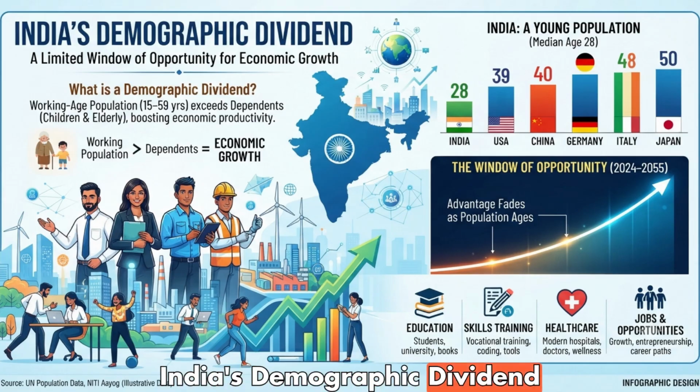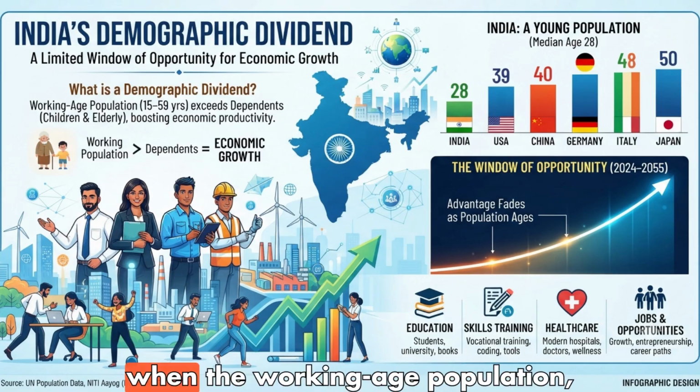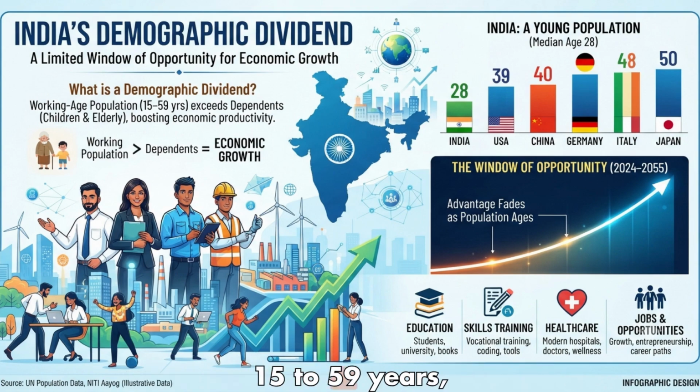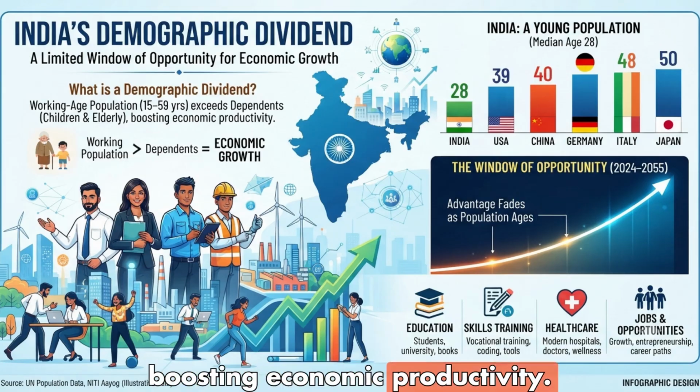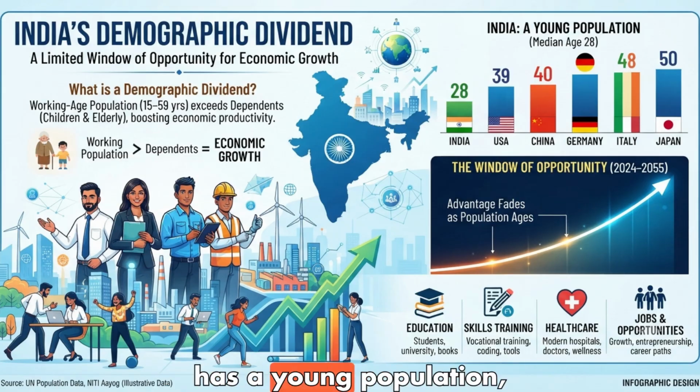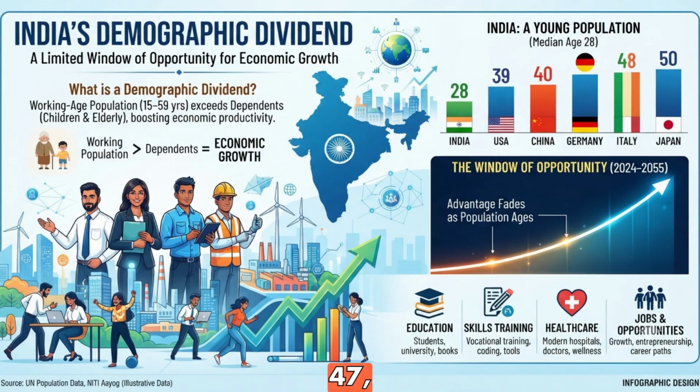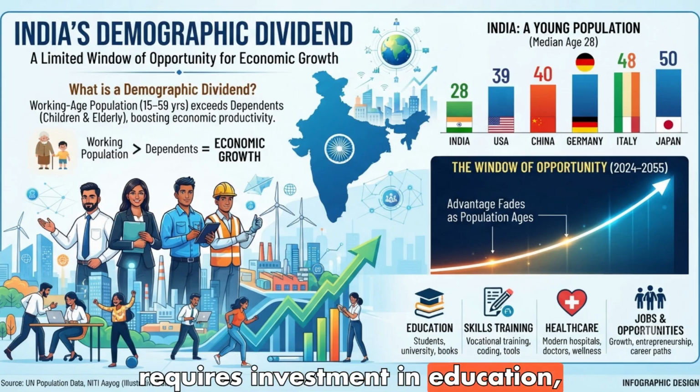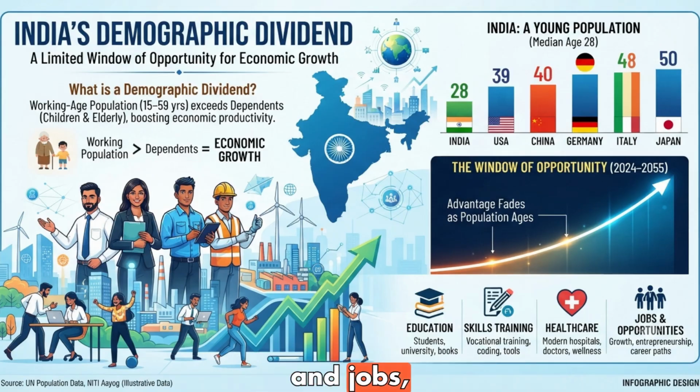India's demographic dividend. A demographic dividend occurs when the working-age population, 15 to 59 years, exceeds dependents, children and elderly, boosting economic productivity. India has a young population, median age 28, compared to Japan, 50, Italy, 48, Germany, 47, China, 40, and USA, 39. This is a limited window of opportunity. The advantage requires investment in education, skills, healthcare, and jobs, and fades as the population ages.